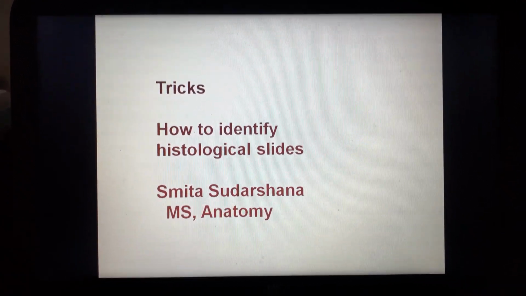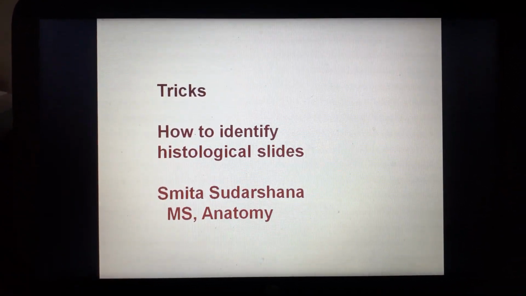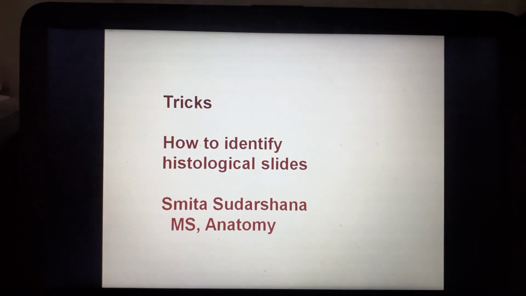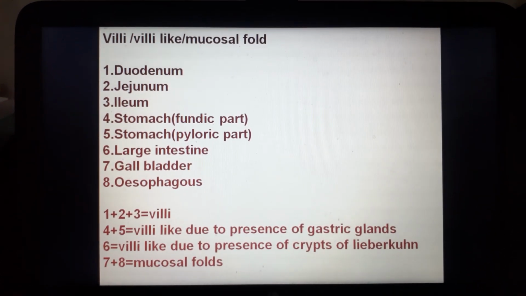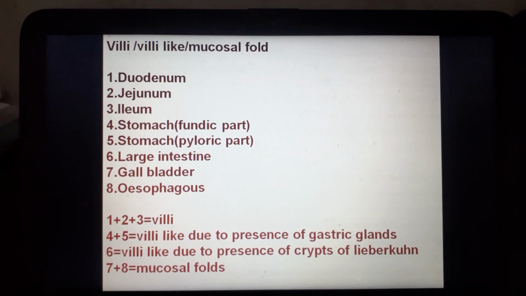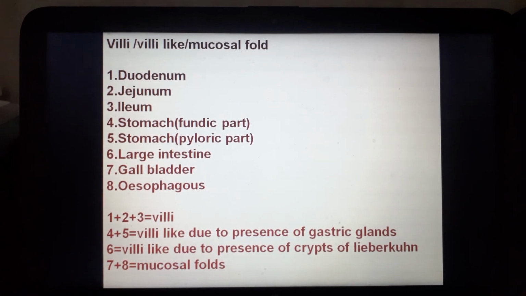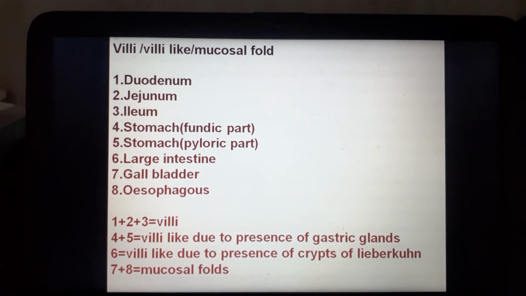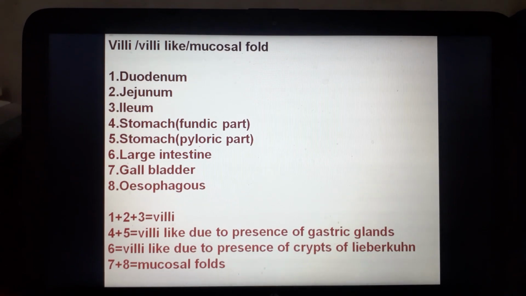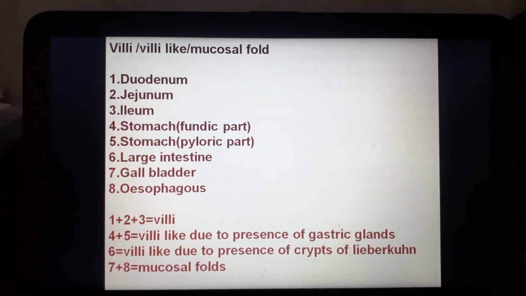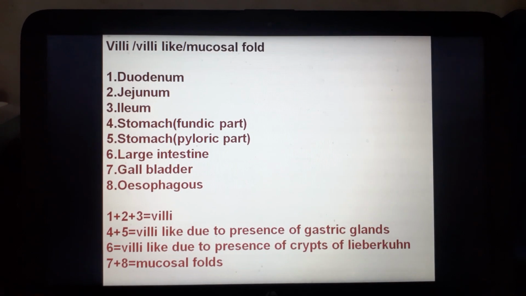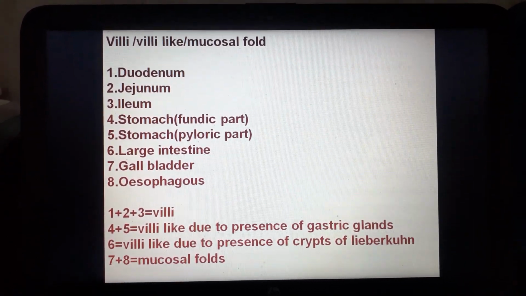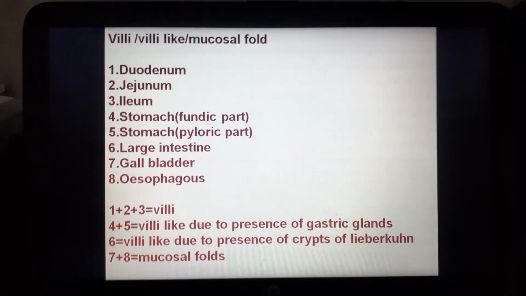Today I am going to teach you tricks on how to identify histological slides. In histological slides, a very usual feature is villi, villi-like or mucosal fold. What is villi? Villi is the protrusion of mucosa. Mucosa is epithelium, lamina propria plus muscularis mucosae.